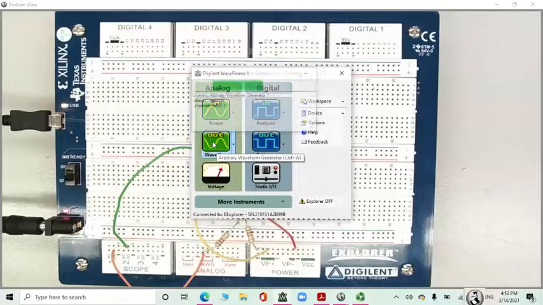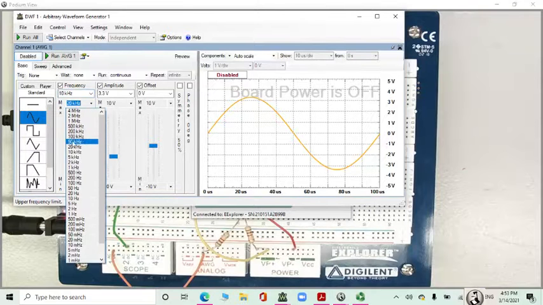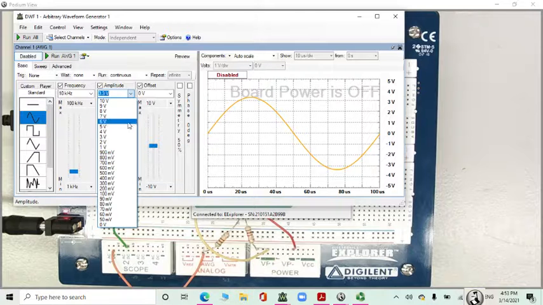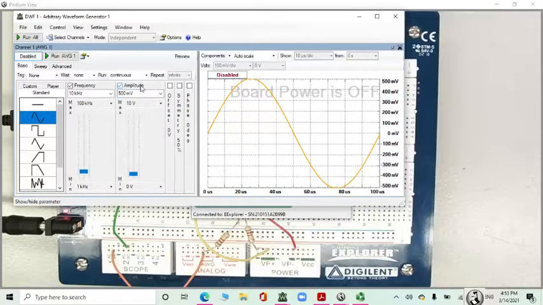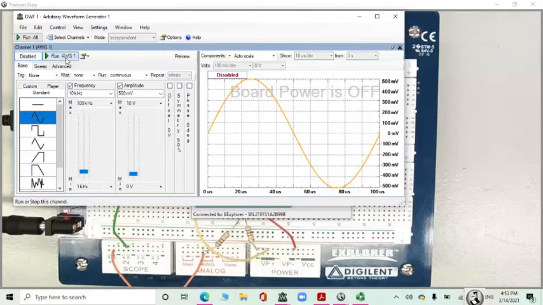and we will choose a sinusoidal. This sinusoidal is 10 kilohertz, and our peak to peak amplitude is 1 volt, which means your amplitude is 0.5 volt or 500 millivolts. There is no offset. You can uncheck this box because there is no offset. Now let's run the signal.